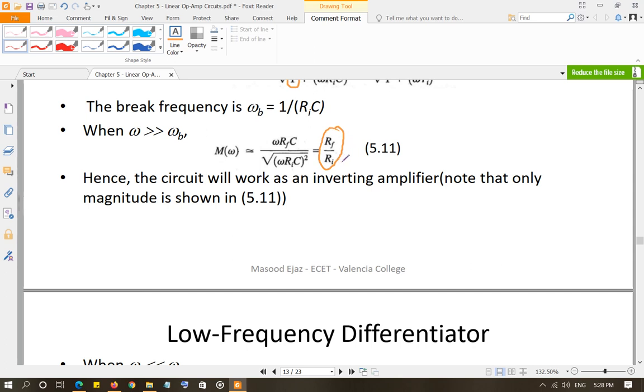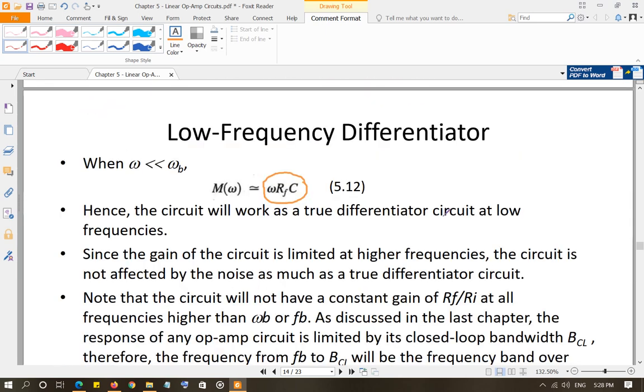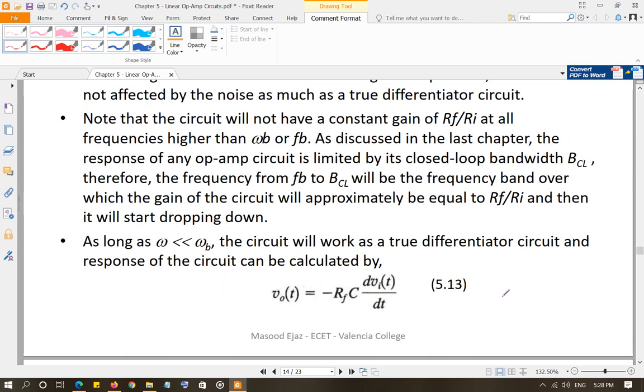That is partially true, because when you hit BCL, then of course your gain is going to start going down. So you cannot just keep increasing the frequency and assume that gain will always be RF over R input. It will be something like this initially. This is up to omega B. So in this range, it is working as a true differentiator circuit. And then this is your BCL. Between omega B and BCL, it is working as an inverting amplifier. And then after BCL, the gain of the inverting amplifier is going to start going down.